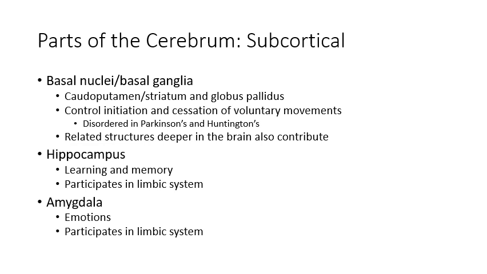Okay, then we have the subcortical parts of the cerebrum, which are the basal nuclei, the hippocampus, and the amygdala. If you're looking at an older source, you might see the basal nuclei referred to as the basal ganglia. The basal nuclei consists of the caudoputamen and the globus pallidus. The caudoputamen is also sometimes called the striatum. The function of the basal nuclei is to gate voluntary motor movement.